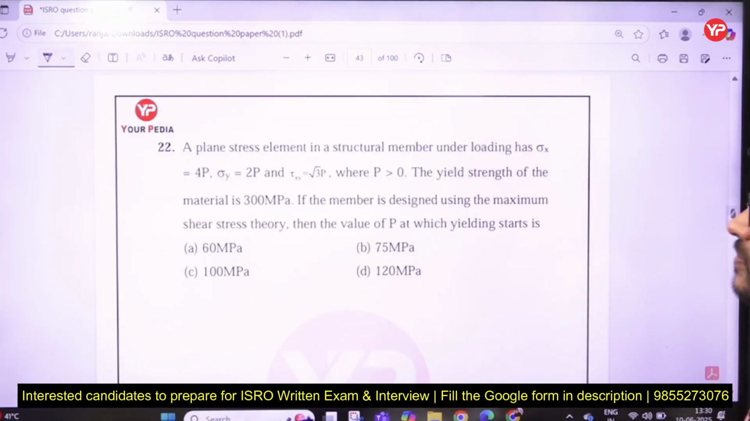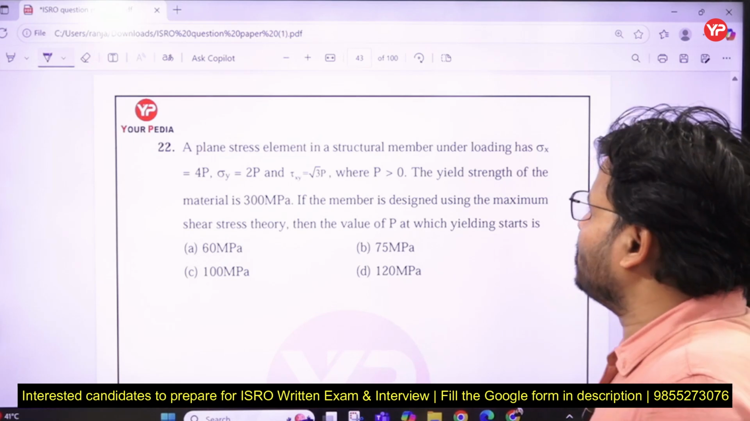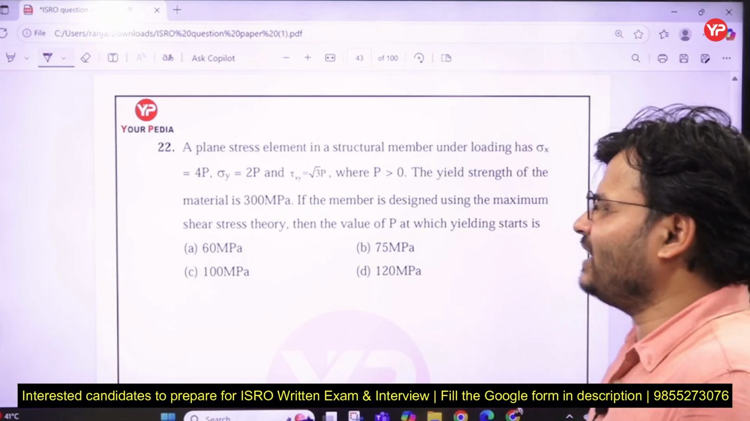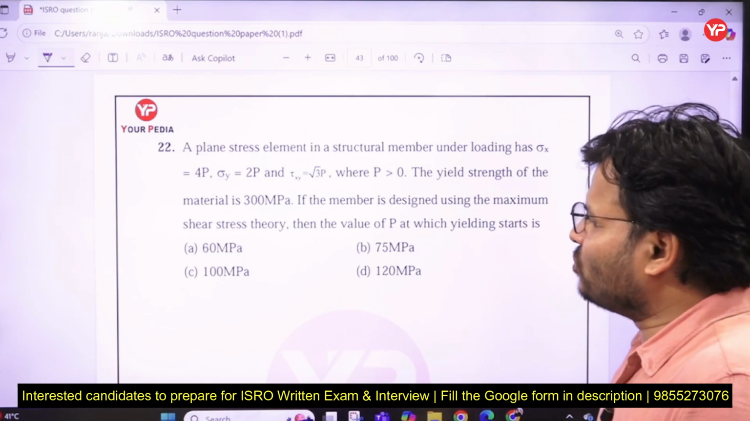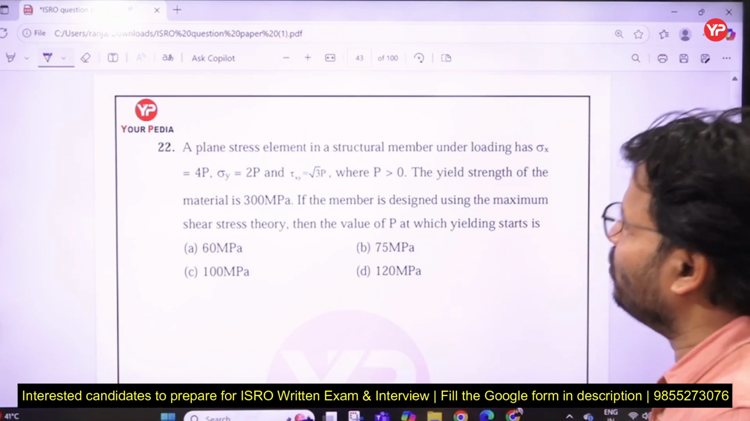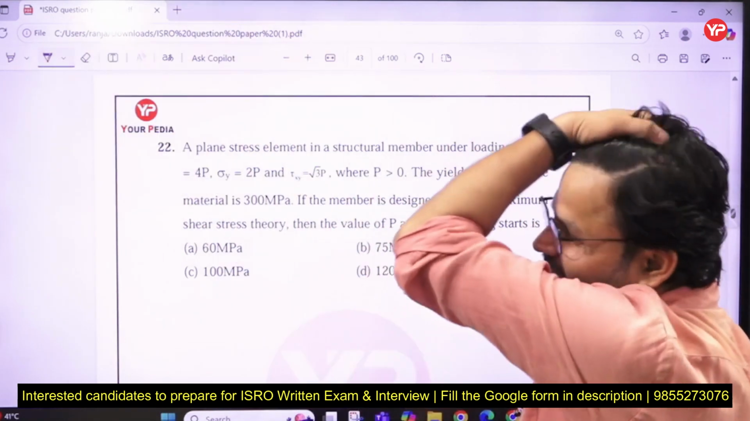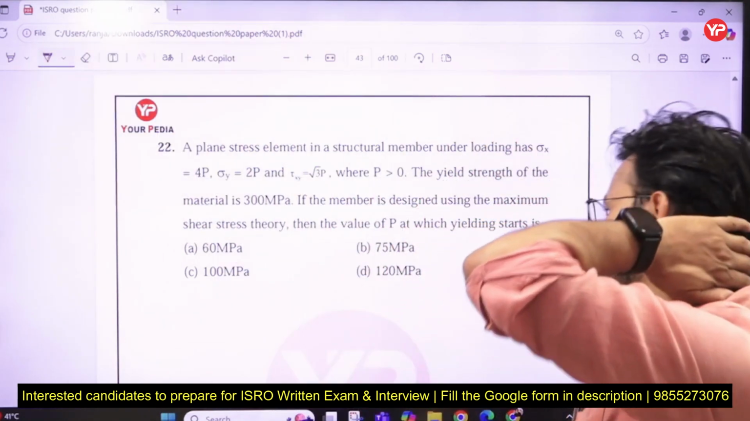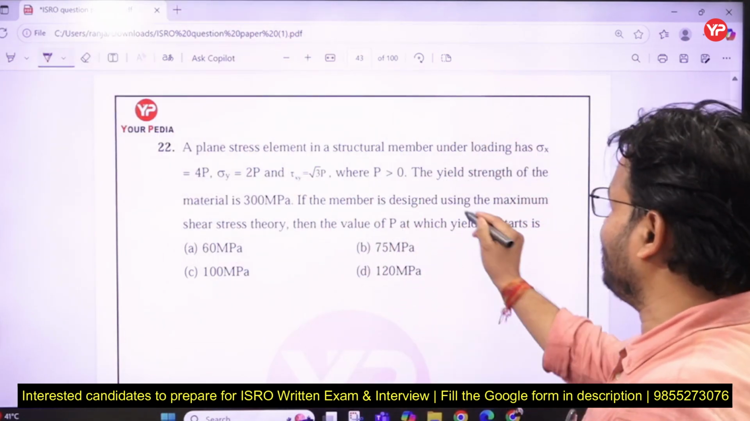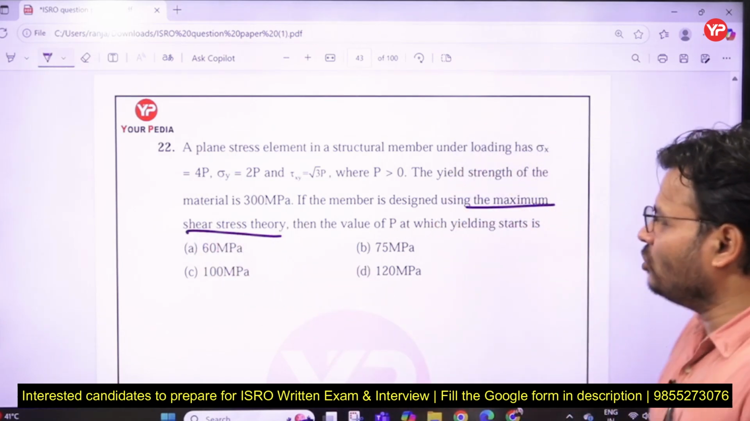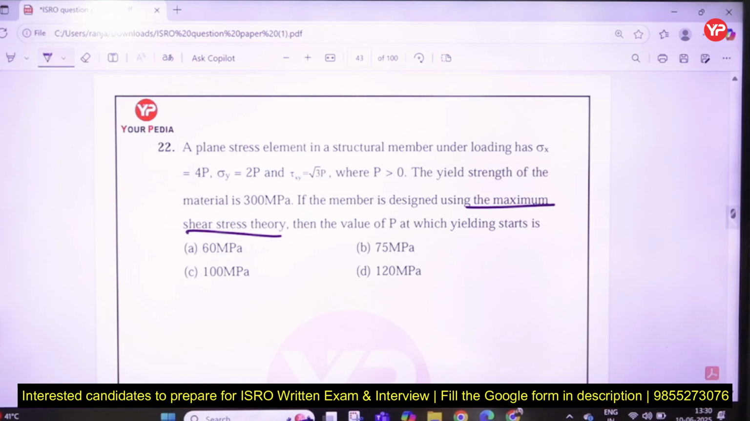That is the next question. A plane stress element in a structural member under loading has sigma x equal to 4p, sigma y equal to 2p, and tau xy given as root 3 p, where p is more than 0. That means it is a positive quantity. The yield strength of the material is 300 megapascal. If the material is designed using the maximum shear stress theory, then the value of p at the yielding point will be.